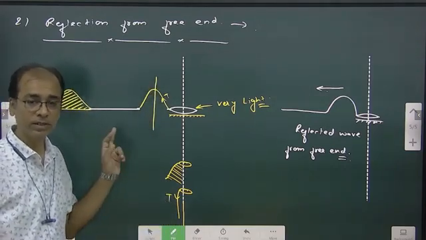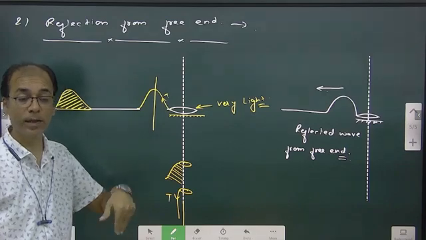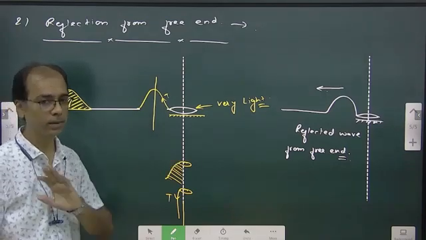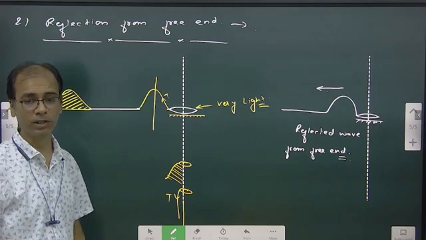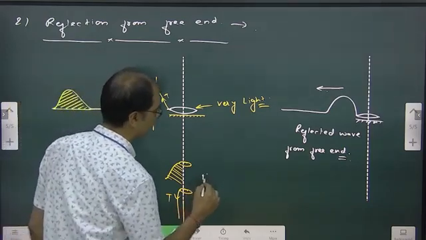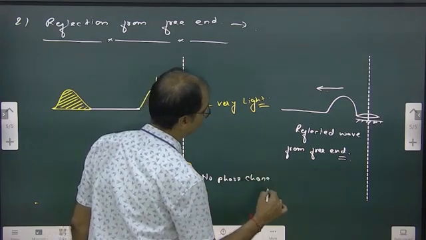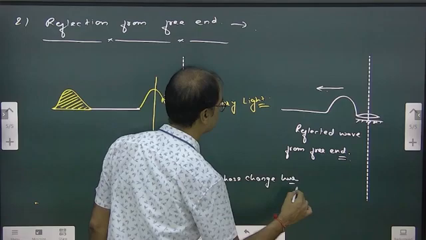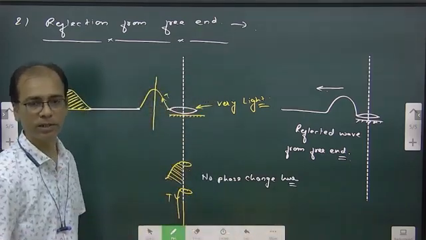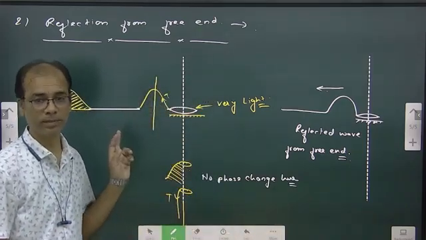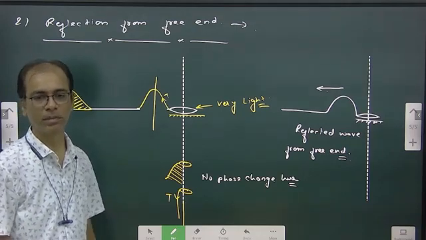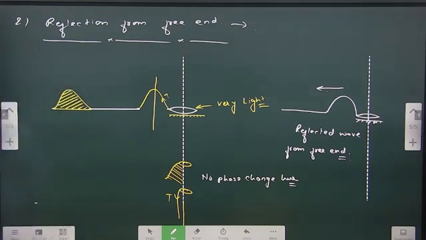The previous one was from fixed end. In fixed end, what happened? Phase changes by pi. In this one, is it changing? No. No phase change here. Direction is changing? Yes. But phase didn't change. There the phase changed. Here phase did not change. Is it clear, students? Okay, note that.